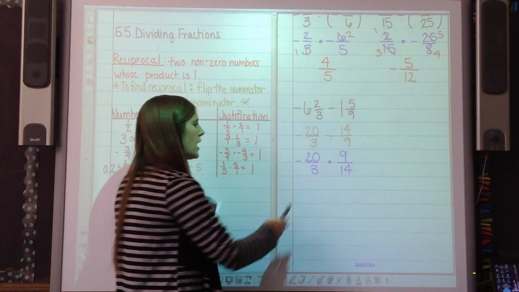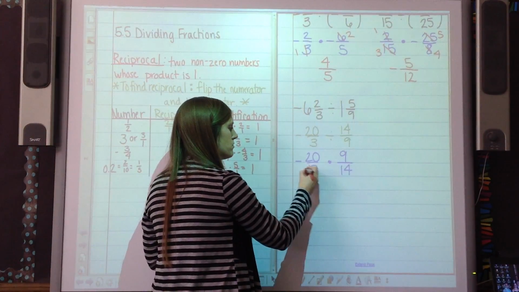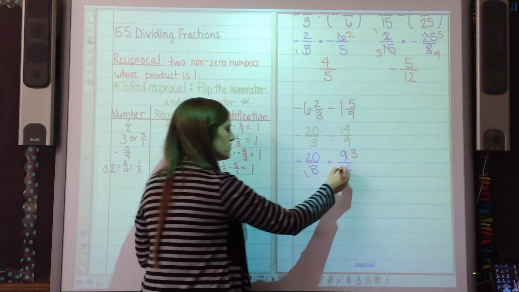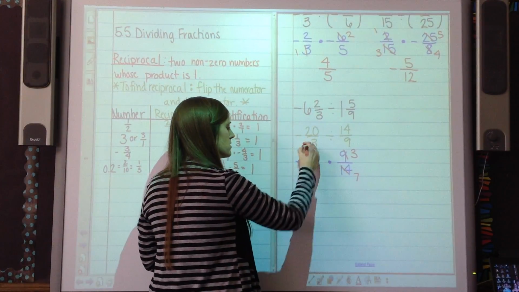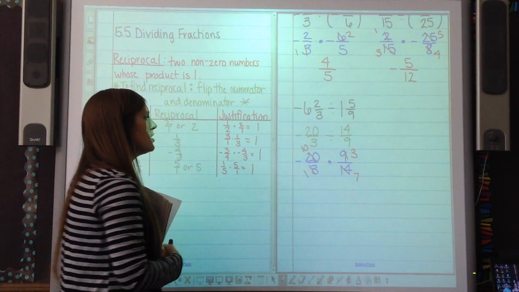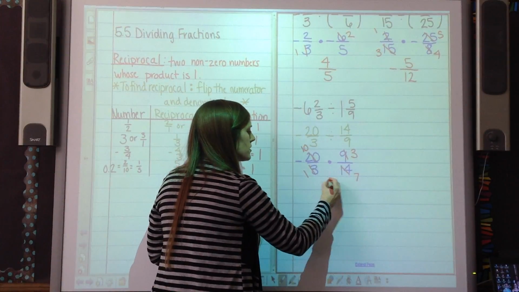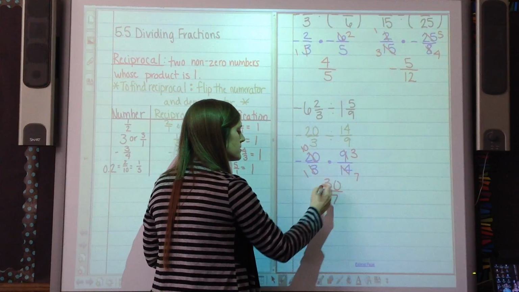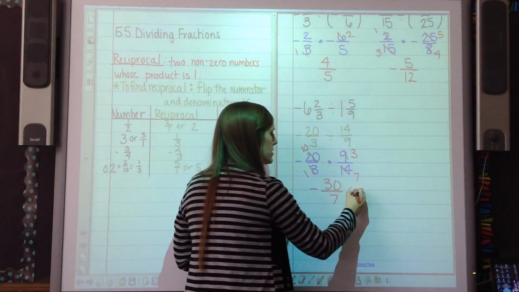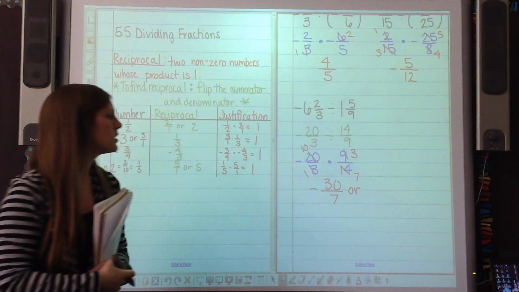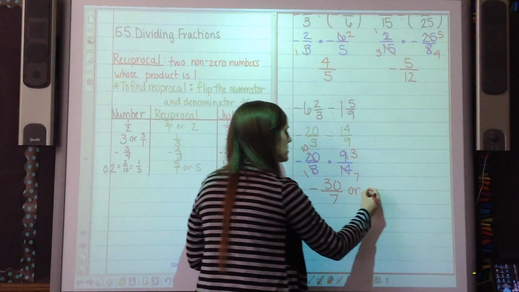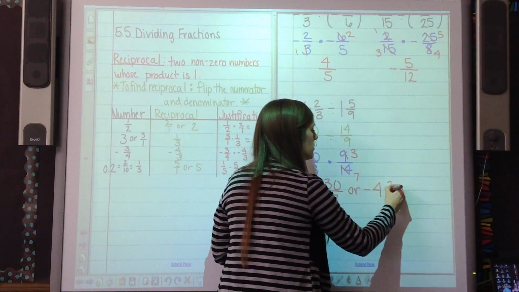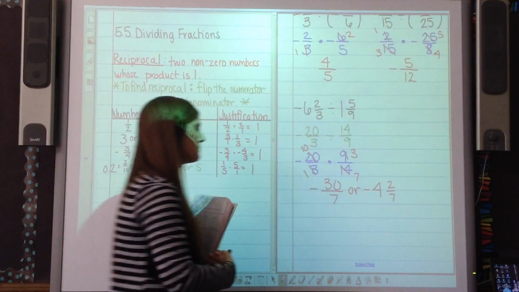Cross reduce. I'm going to take a 3 out of these two. And it looks like we can take a 2 out of the other two. So 14 divided by 2, 20 divided by 2. 10 times 3 is 30. 1 times 7 is 7. Negative times a positive is a negative. I'm going to turn this into a mixed number. 7 goes into 30 4 times. That's 28. There are 2 left over, and our denominators stay the same.